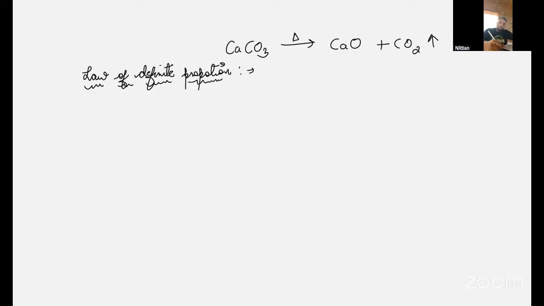Okay. Now, law of definite proportion. We know that H2O is simply water. We can see there are two elements. When they combine together, they form a compound. That is basically the meaning of compound. So which are the two elements? H, hydrogen, and O, oxygen.